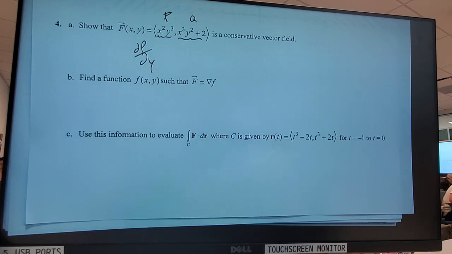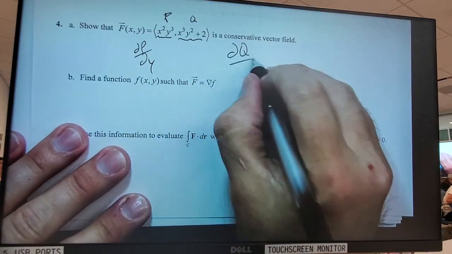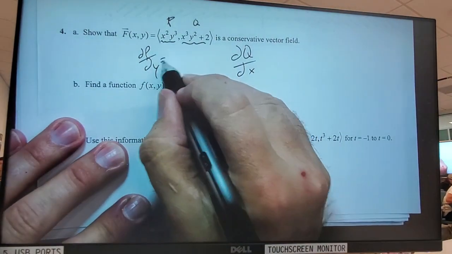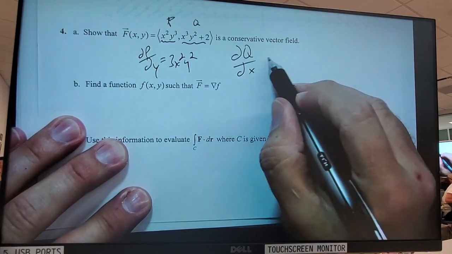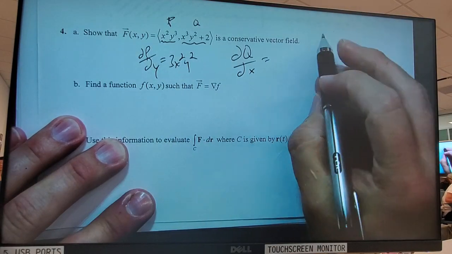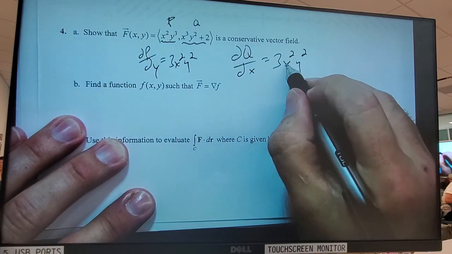How do I check if it did? Well, the second partials should match. So if I take the derivative of the one that was already with respect to x, and take the derivative of that with respect to y, that's the equivalent of fxy. And then the second one, I want to do dQ/dx. So what is dP/dy? 3x squared y squared. Okay. And what is dQ/dx? Thank the gods. Okay. Good job, past Jeff.